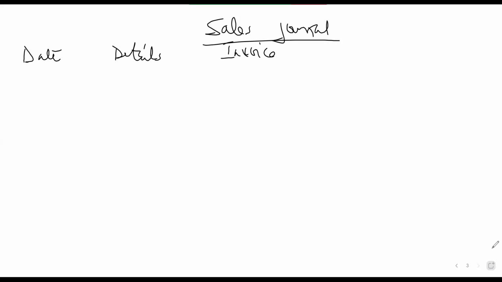So if you sell to someone on credit, you'll be having debtors and sales. So if in the debtors account, you can ask yourself, in which page of the sales account can I locate this particular transaction? That is what we call the ledger folio. So most of the time we use a ledger folio for what? For the account or the ledgers.